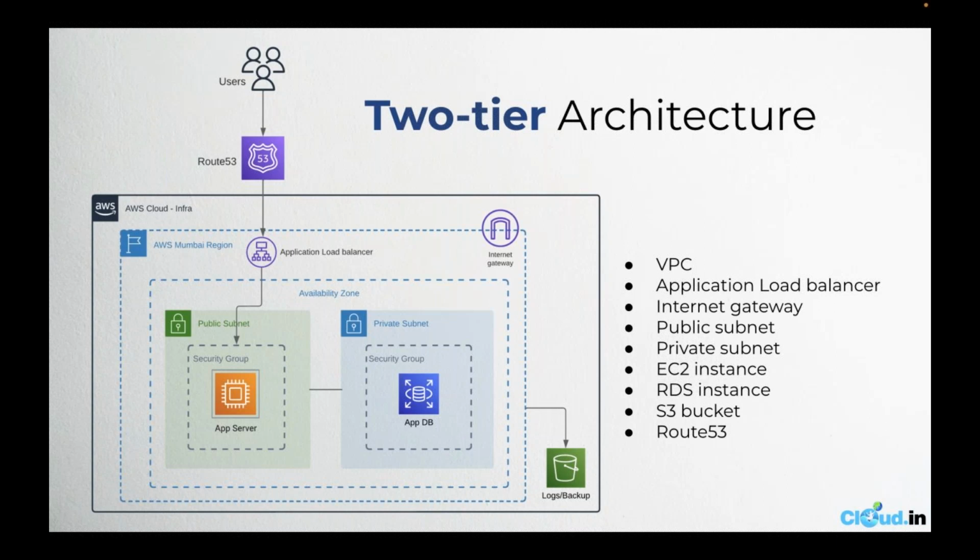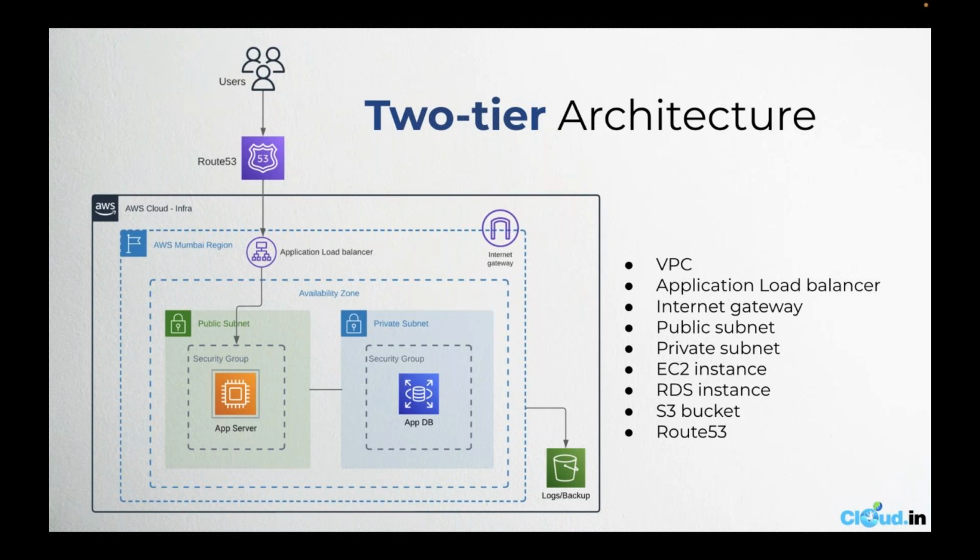Next is the load balancer, a service that distributes traffic across multiple EC2 instances in multiple availability zones to ensure high availability and fault tolerance. EC2 is the compute instance, and RDS is a managed database service.